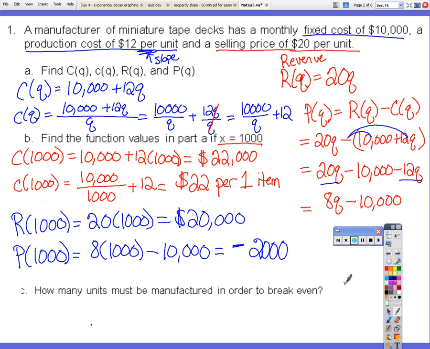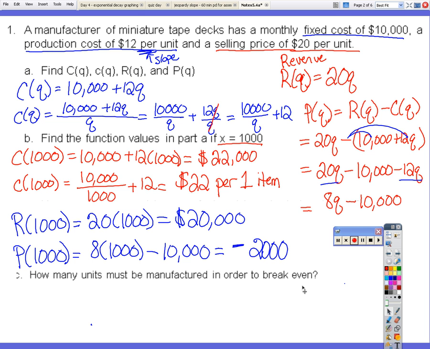Now lastly, to break even, there's two ways that we can find this. I'm going to correct that: it's when your cost equals your revenue. So the amount you spend will equal the amount you earn. The other way is if your profit formula equals 0.